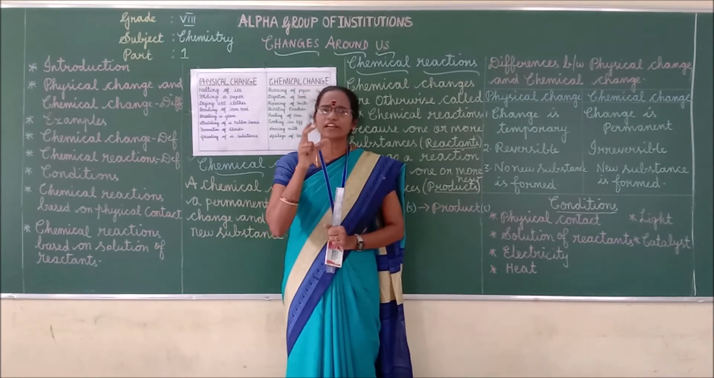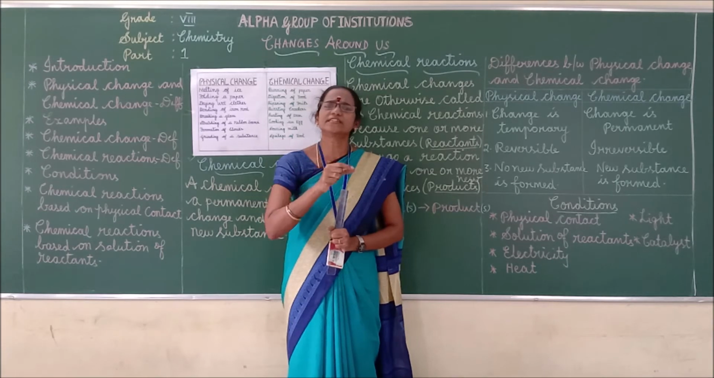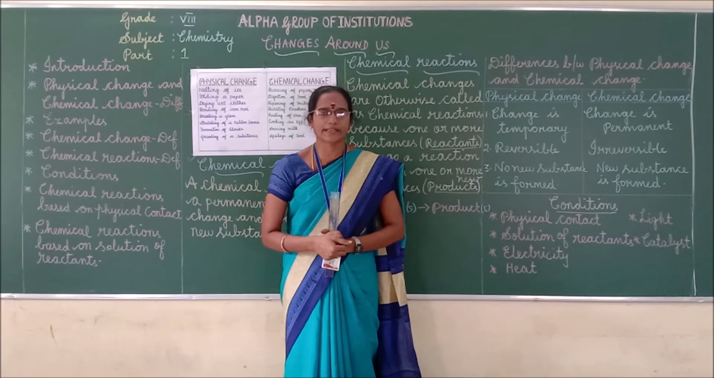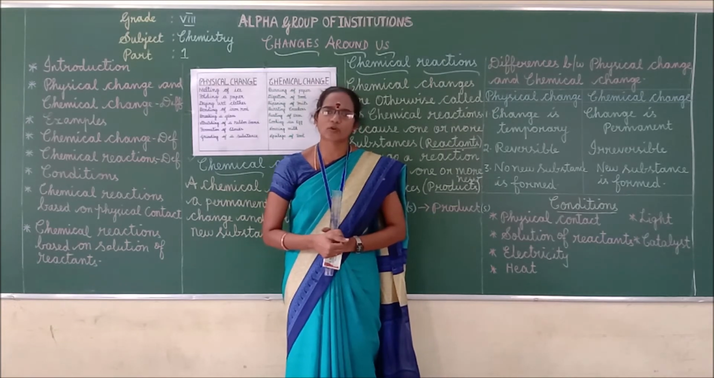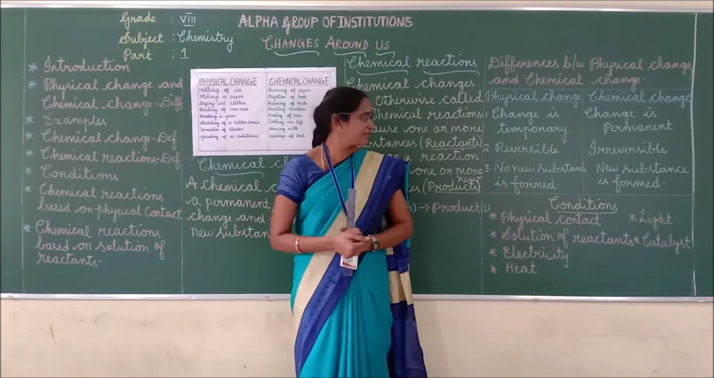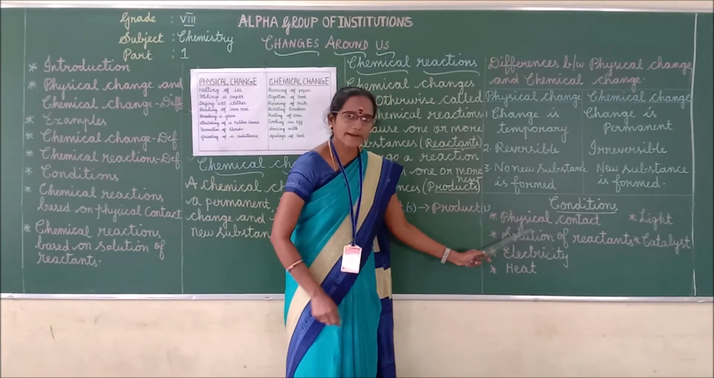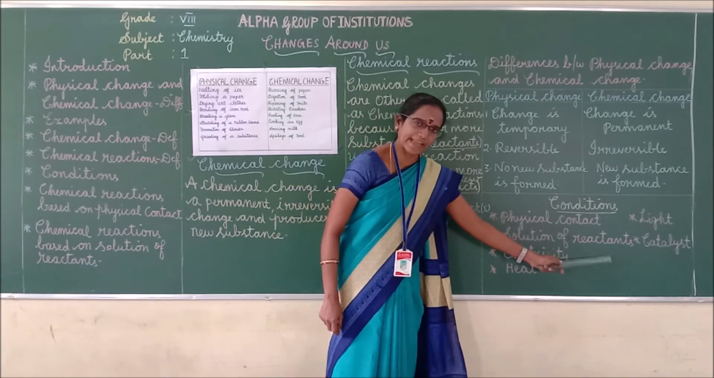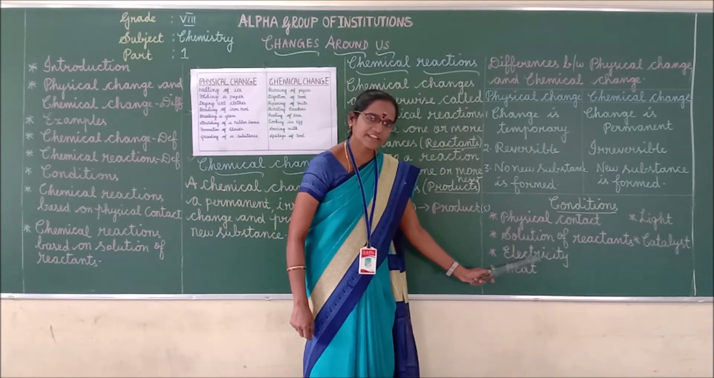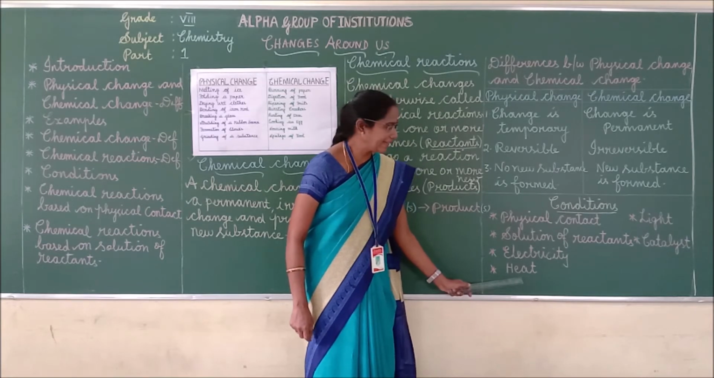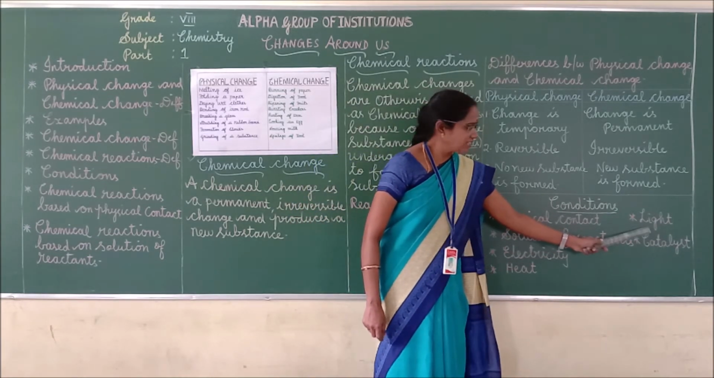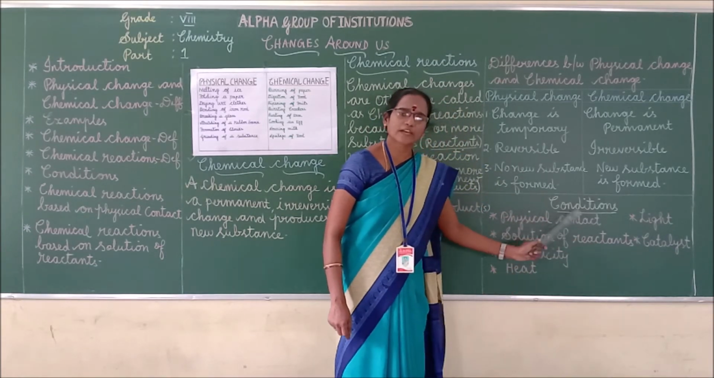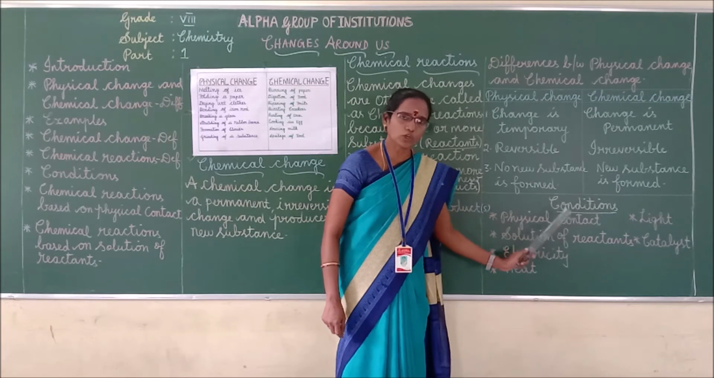Okay, for a chemical reaction to take place, certain specific conditions are required. What are the conditions required for a chemical reaction to take place? Let me see now. First one, physical contact. Second one, solution of reactants. Third one, electricity. Next one, heat. Next, light. And finally, catalyst. So these are the conditions required for a chemical reaction to take place.